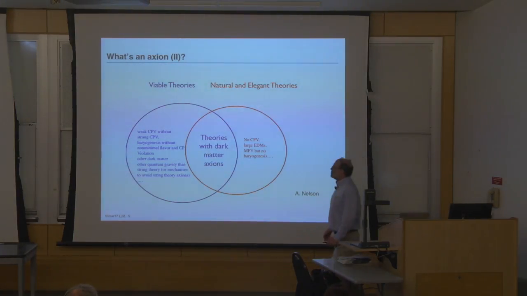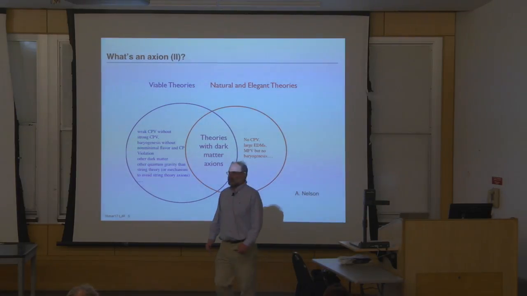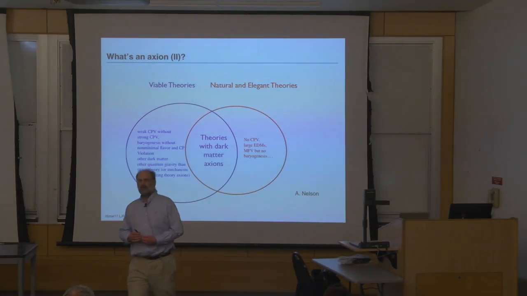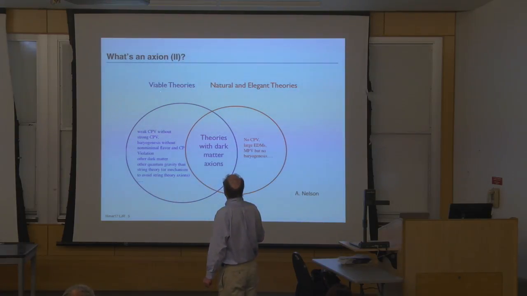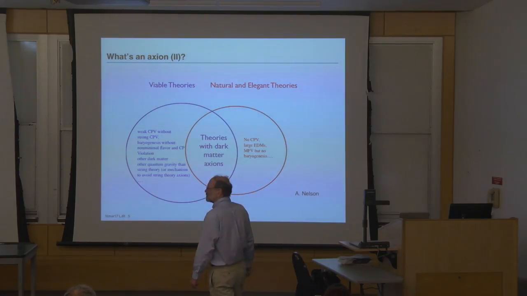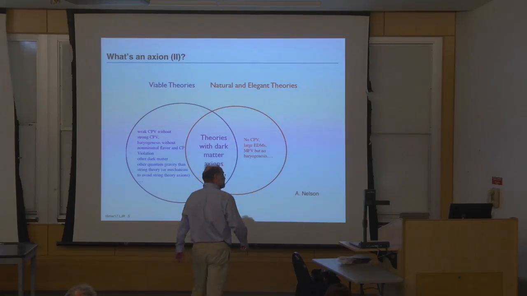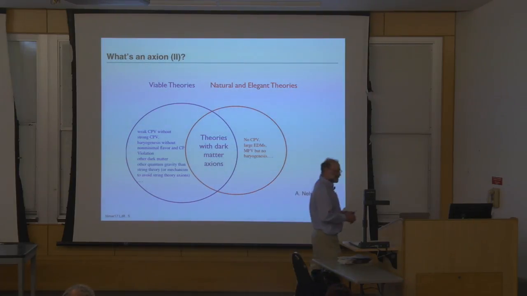What is an axion, too? I don't want to give a theory discussion here. This is from Ann Nelson, my go-to theorist. And Ann Nelson divides the world of theories, and there are more theories than you can shake a stick at, into viable theories and natural and elegant theories. So there's the viable theories, there's the natural and elegant theories, and this is all you need to know about axions. Theories that are natural, elegant, and are viable have dark matter axions. What could be more convincing than that?